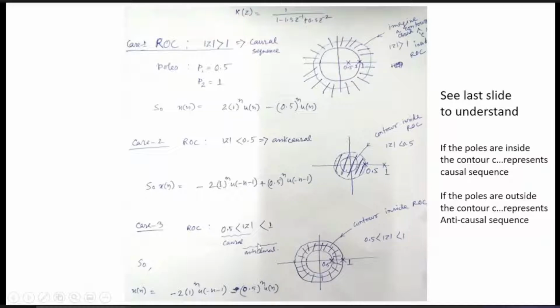Now case 3. Case 3 is where the ROC is within the two circles 0.5 and 1, that is the shaded region. Imagine one contour, a circle, in between, within the ROC. Now you check which poles are lying inside that contour and which poles are lying outside the contour. Can anybody tell which pole lies inside the contour for the third case?